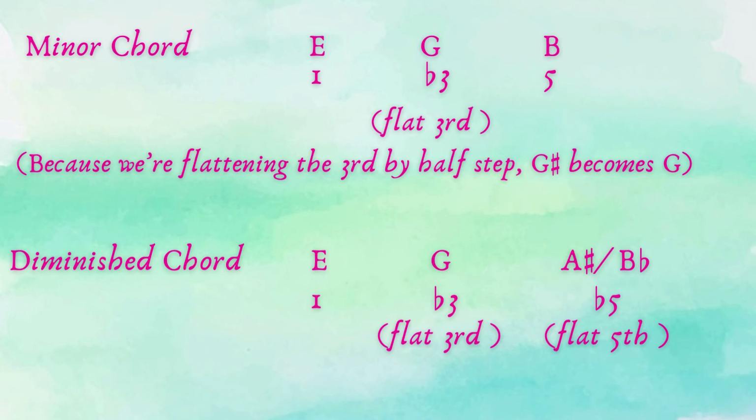Now for diminished chord, it's 1, flat third and flat fifth. So the notes would be E, G and A sharp or B flat. Because the fifth note usually would have been B from the major scale, but because it's flat fifth, you can flatten the B note by half step and you can call it A sharp or B flat. It's the same note.